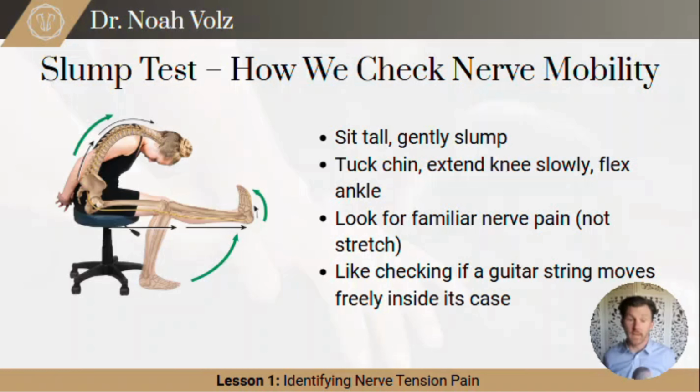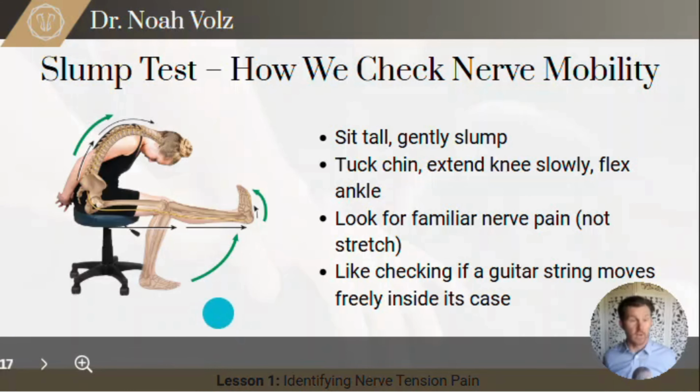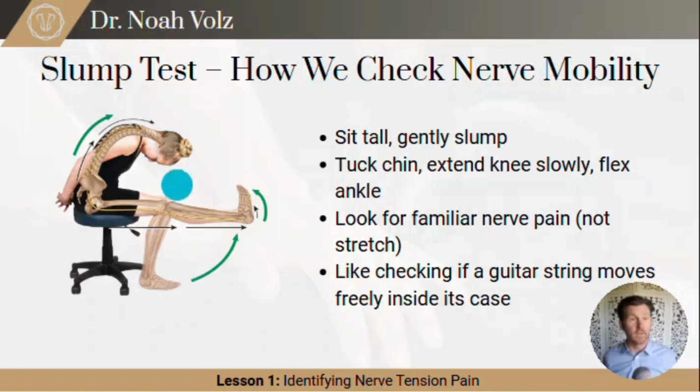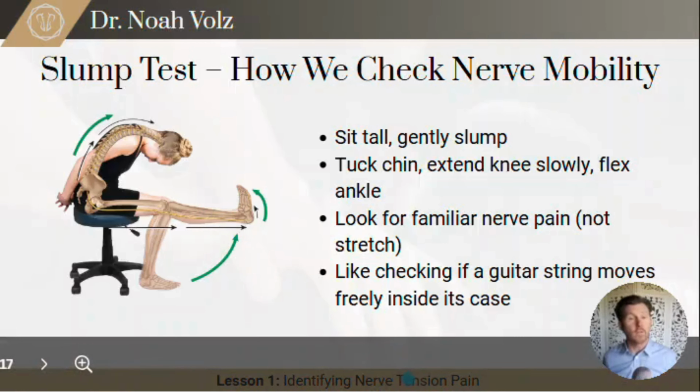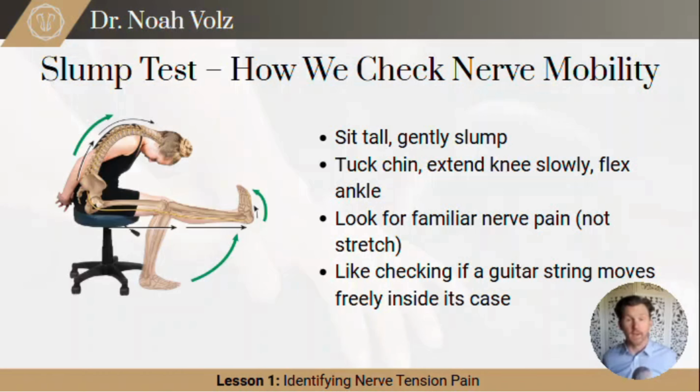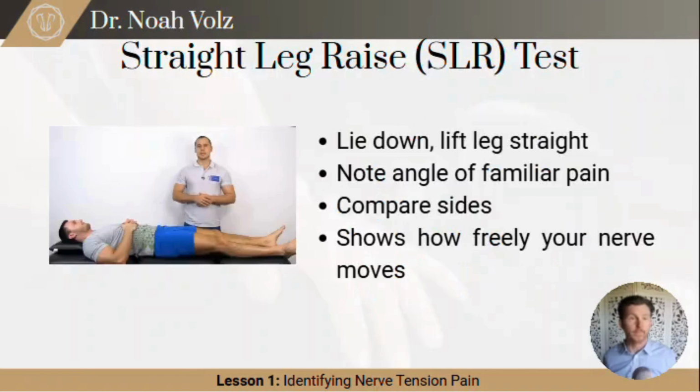This is the slump test. This is how we check nerve mobility. So basically you're going to sit on a chair and then you're going to slump your entire spine here, tuck your chin, and then lastly you're going to extend the knees. You're going to straighten the leg and then you're going to pull the toes back. So you're looking for a familiar pain. You're not looking for a stretch. You may get a stretch in addition, but you're really looking for this familiar sensation of the pain that you're having in your back or in your leg to show up when you do this test.